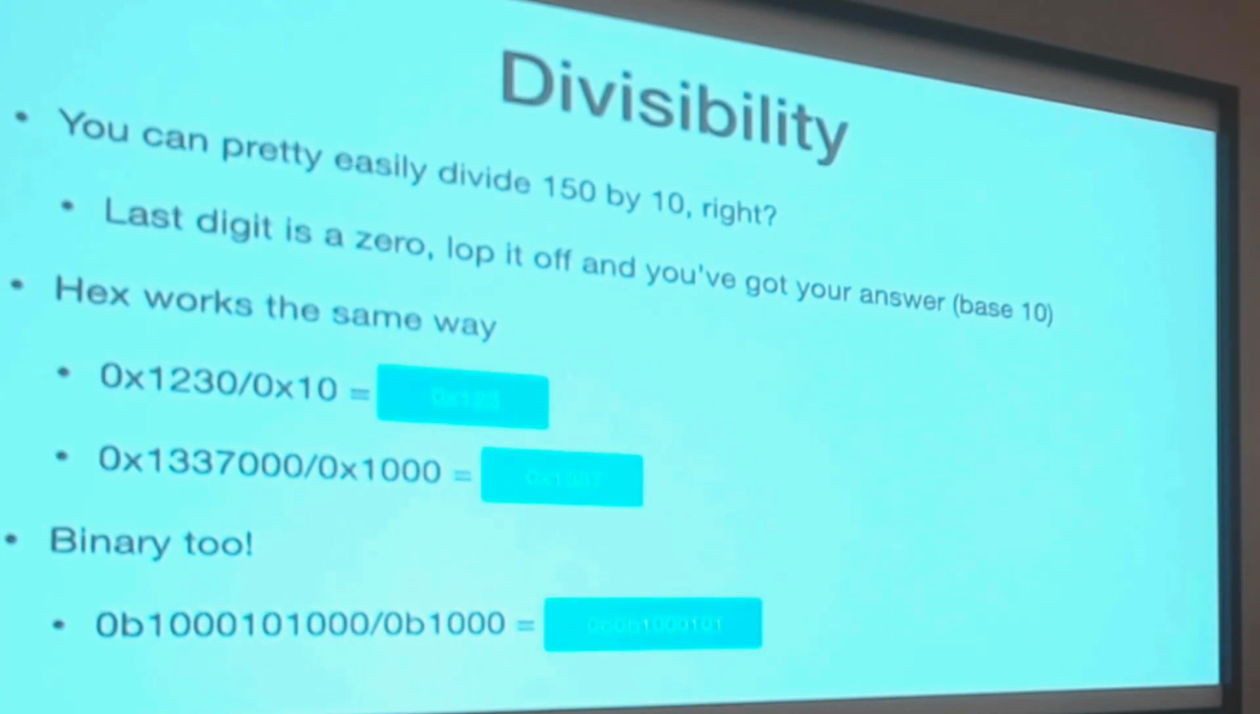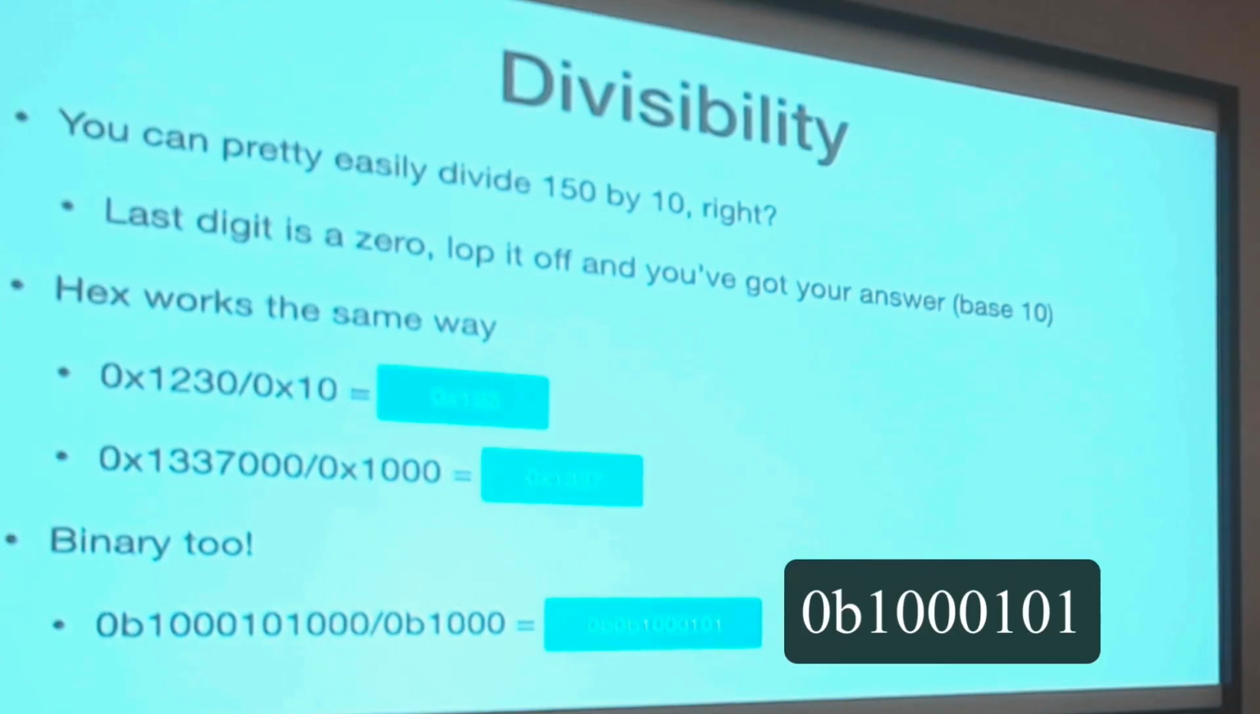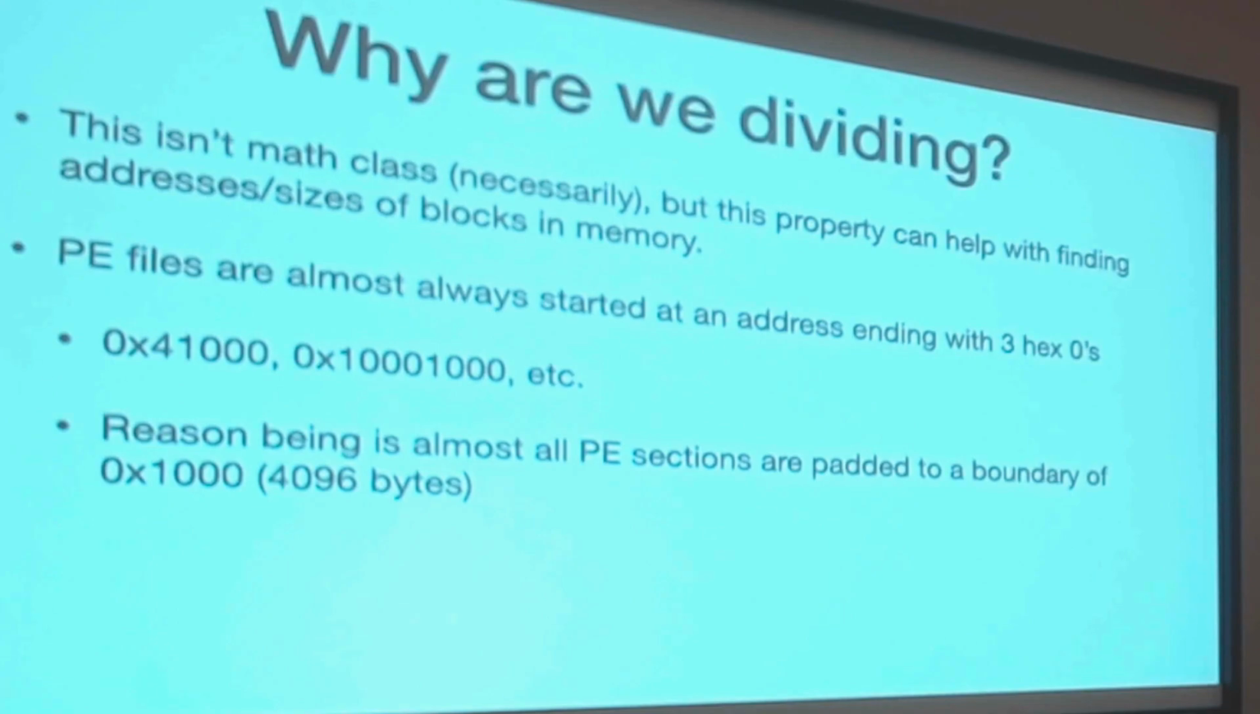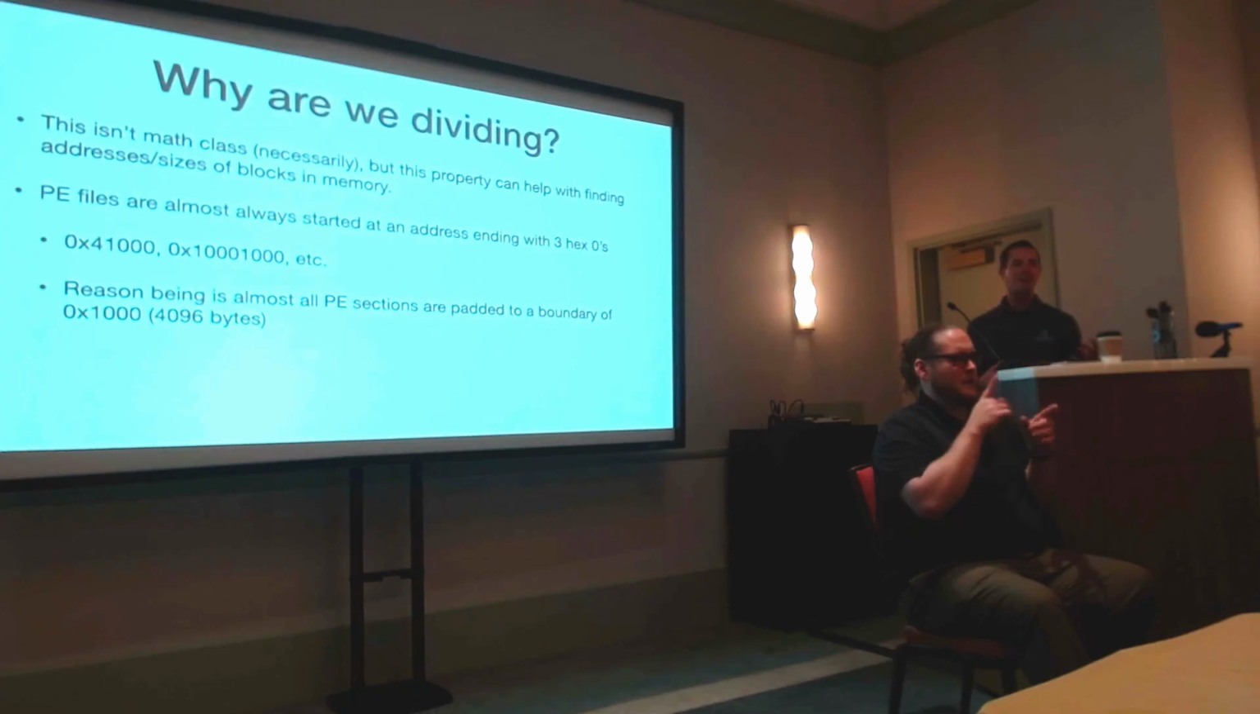And then for binary, which to me was kind of the mind-blowing one, it works the same way too. So if I took binary 1000101000 divided by binary 1000, chop off the last 3 zeros, you get your binary number. And so you might be thinking, why are we dividing? This doesn't necessarily matter, but again, it's about finding those offsets from something. When we load up a binary file in any of our tools, they're typically going to have a base memory address.